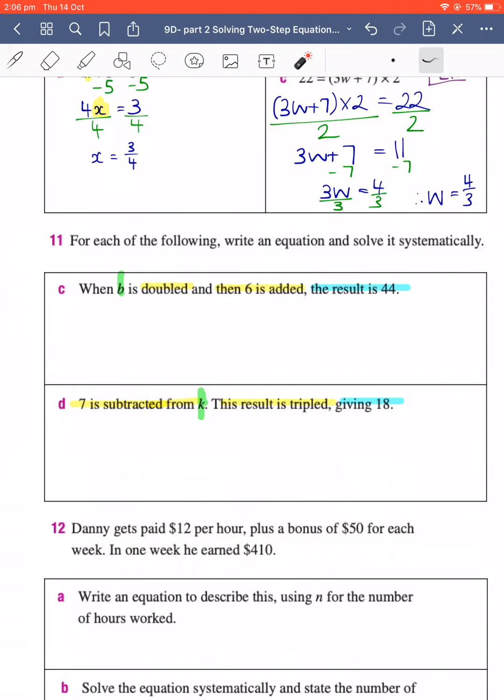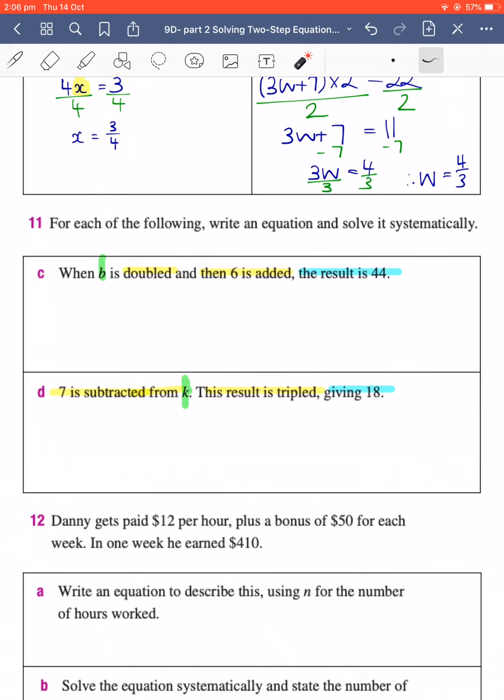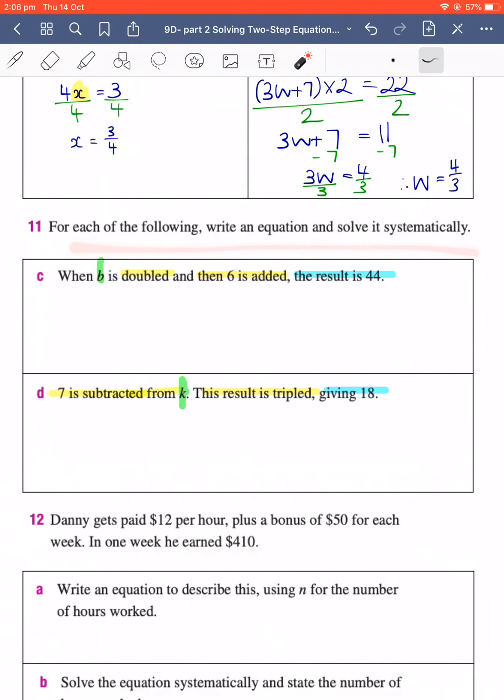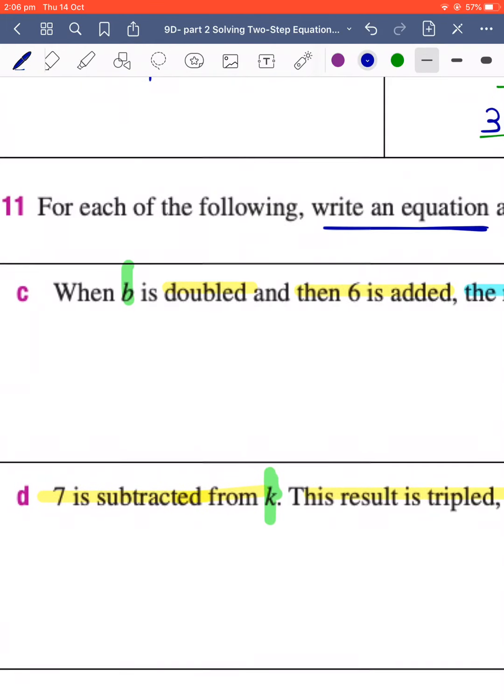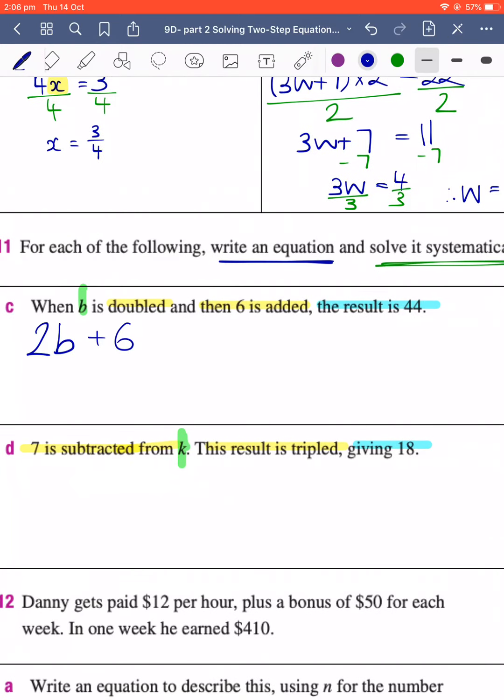Last couple of questions. Let's have a look. Question 11. So these ones, we've done some similar. So first of all, you're going to write an equation and then you're going to be solving it. So first thing we need to do is write an equation and then we are going to solve it. So first thing I've got here, let's write down our pronumeral and then figure out what else is around it. So when b is doubled, that means that I've multiplied it by 2. And then 6 is added.